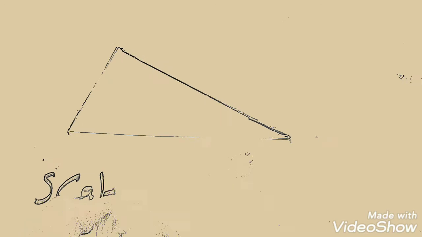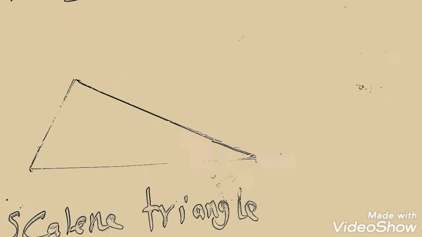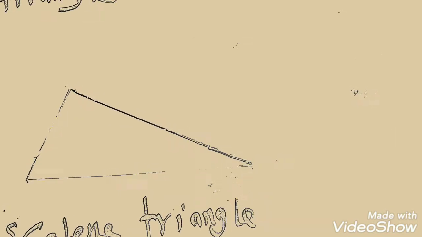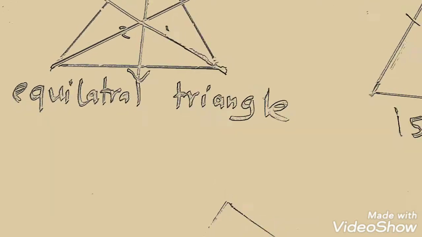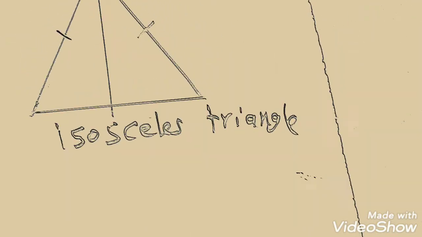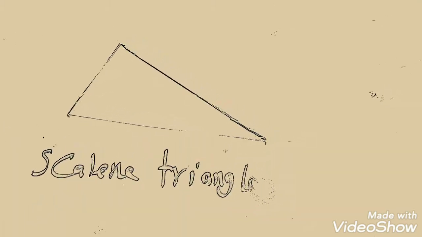Figure number 3, scalene triangle. Scalene triangle has no line of symmetry. Equilateral triangle has 3 lines of symmetry. Isosceles triangle has 1 line of symmetry. Scalene triangle has no line of symmetry.